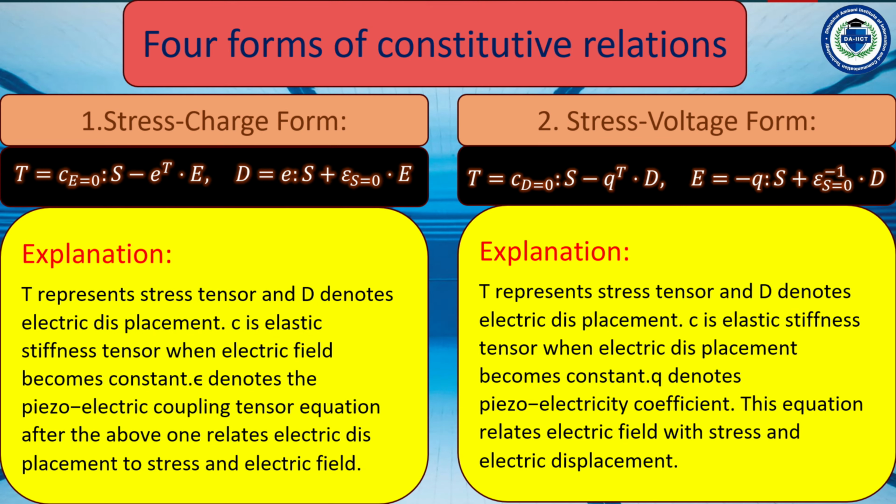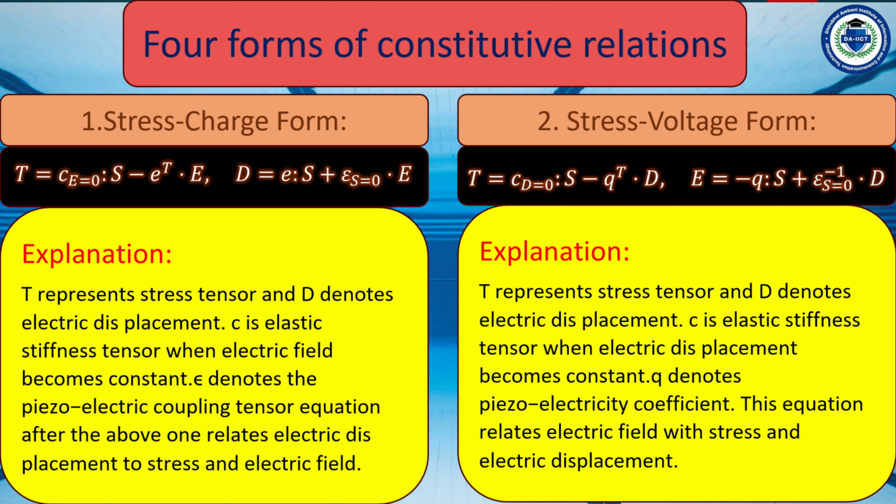Four forms of constitutive relations. 1. Stress-charge form. Explanation. T represents the stress tensor and D denotes electric displacement. c is the elastic stiffness tensor when the electric field is constant. e denotes the piezoelectric coupling tensor. The second equation relates electric displacement to stress and electric field.